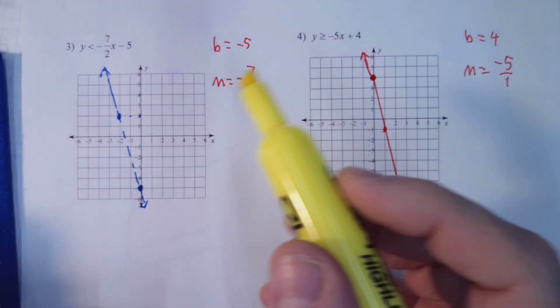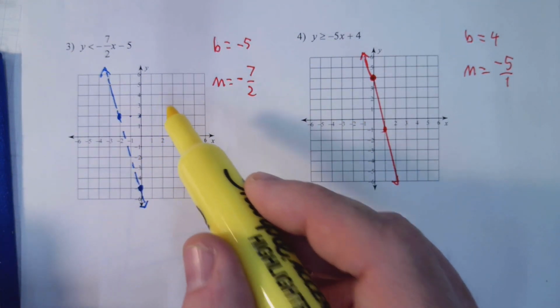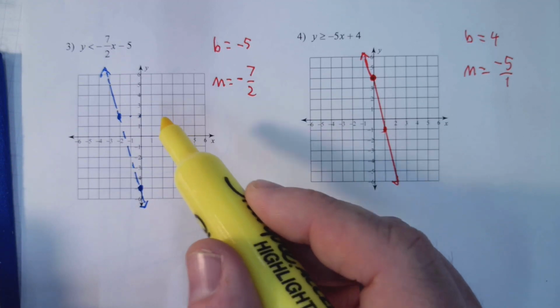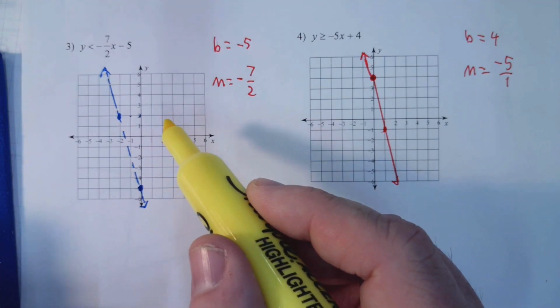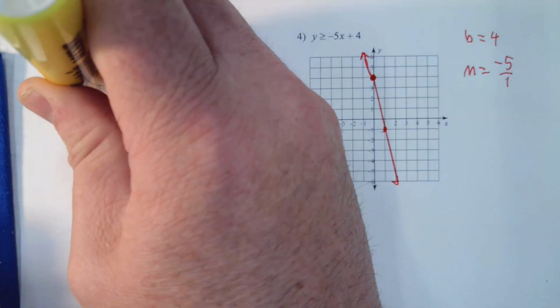All right, let's take a vote. Who votes that I color right here? Who votes I color right here? Okay, I'll go with you. Am I right?